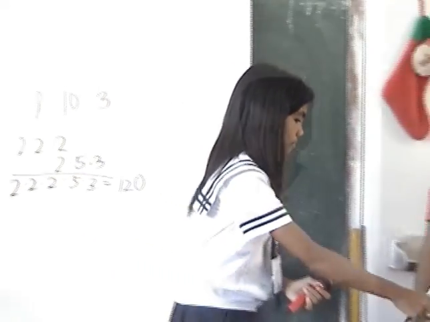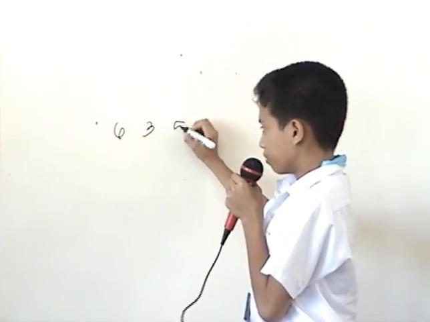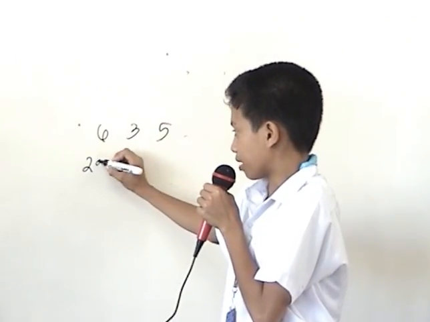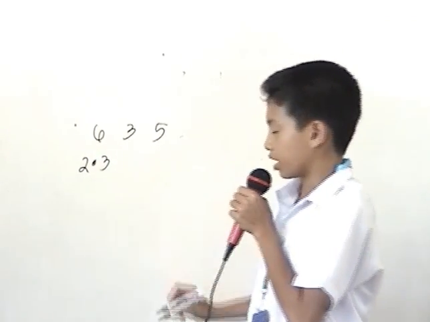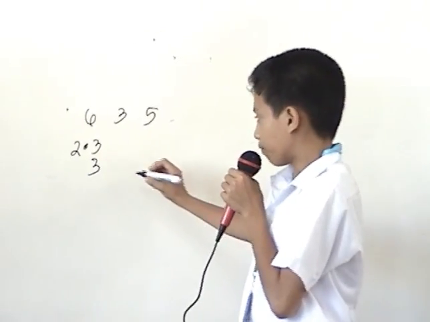Very good. To get the LCD of 6, 3, and 5, we need to get the prime factors of 6, that is 2 times 3. And the prime factor of 3 is 3. And the prime factor of 5 is 5.